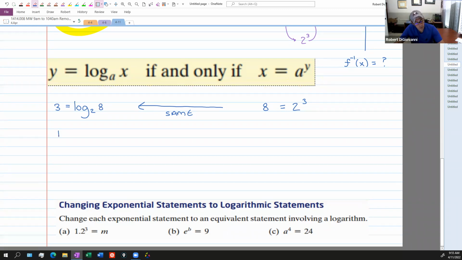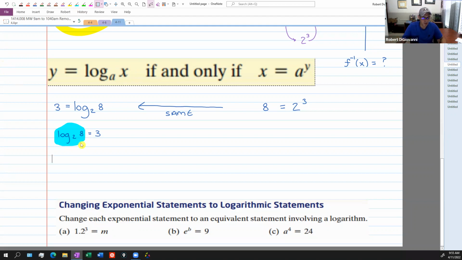So another way I could write that is log base 2 of 8 equals 3. What I'm highlighting in blue here is the new thing for today. Log base 2 of 8. What is log base 2 of 8? Well, it's equal to 3, right? That's what it says, but why?